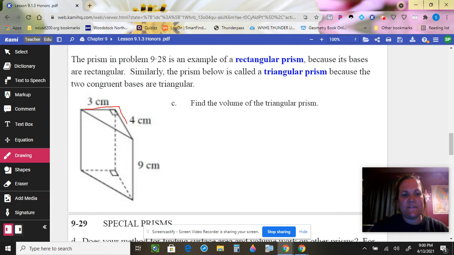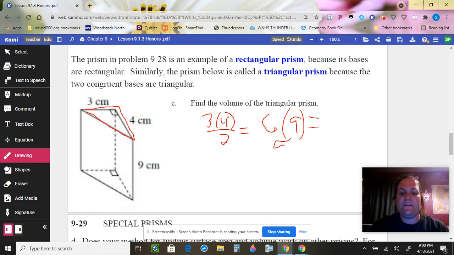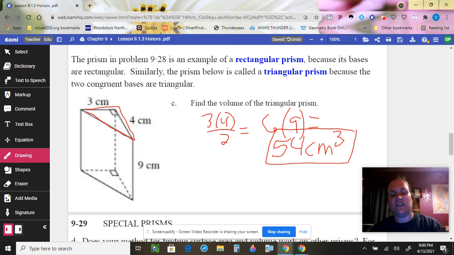So this base, if I find the area, we already did that, right? 3 times 4 divided by 2. So this area is going to be 6. And then I need to multiply it by the height. Because if you think about it, I'm taking 6 and stacking 9 of them on top of each other. That's why we multiply by 9. So that total is going to give me 54. And really, I should put units on this, centimeters cubed. Up at the top for area, I should have put centimeters squared.